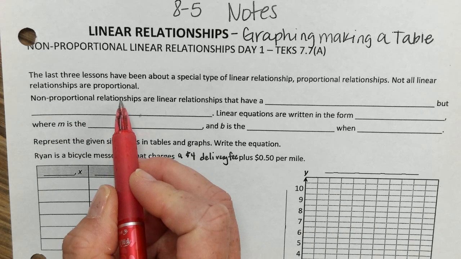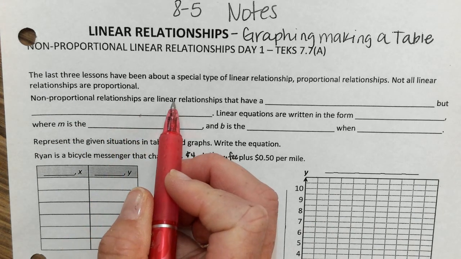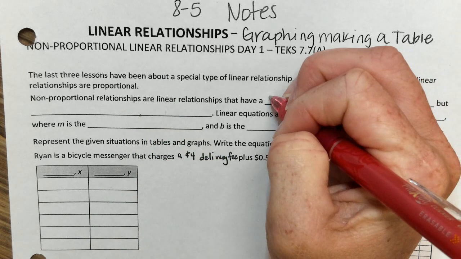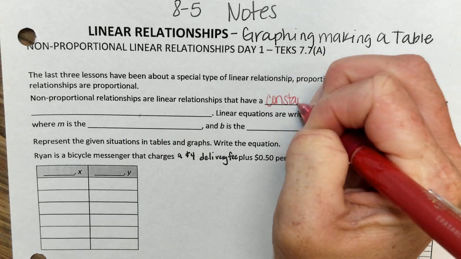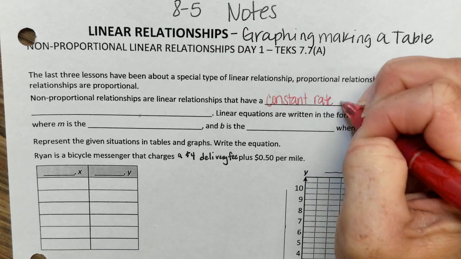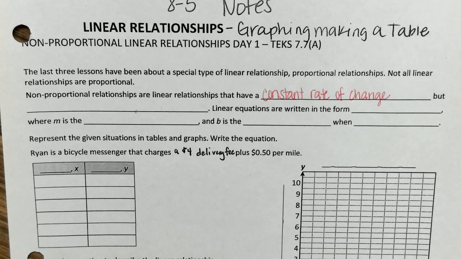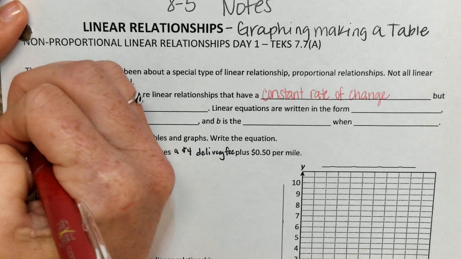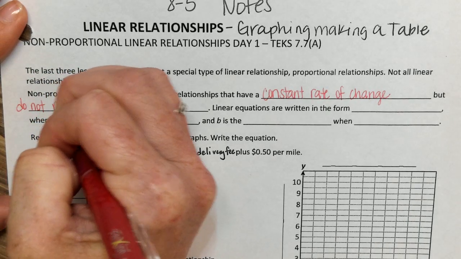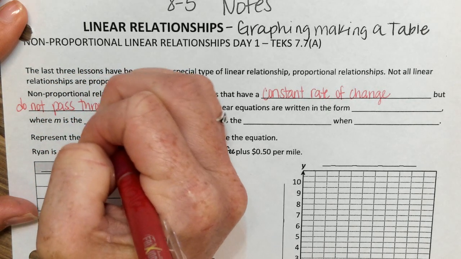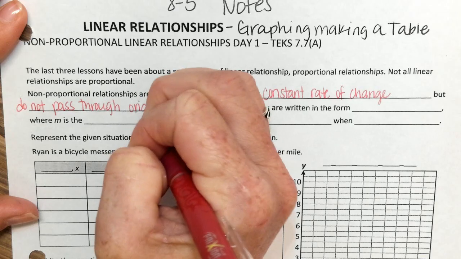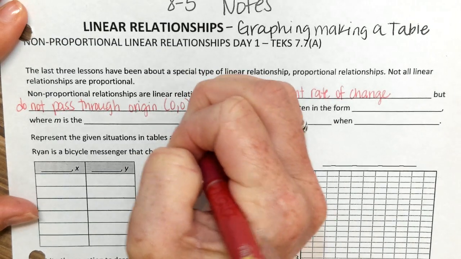non-proportional relationships. They are linear and they have a constant, write this down, rate of change. They have a constant rate of change, but they do not pass through the origin. So put, but do not pass through the origin. What is the origin? 0, 0.